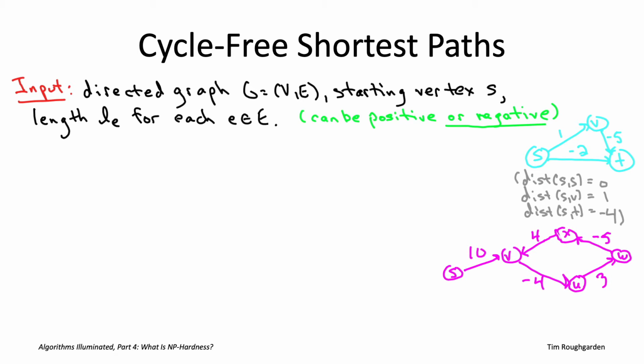So what makes this graph more confusing is that it has a negative cycle, meaning it has a directed cycle for which the sum of the edge lengths is negative. The cycle going from V to U to W to X back to V again. You'll notice that the sum of the edge lengths in that cycle is -2. So consider the shortest path distance, whatever that means, from S to V.